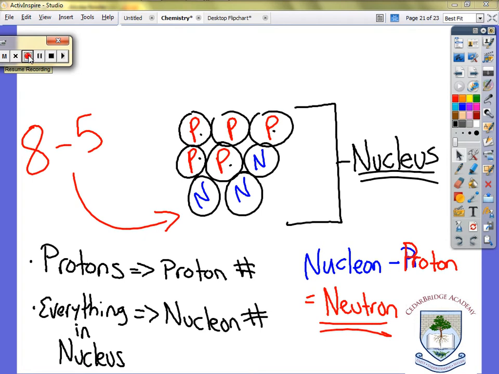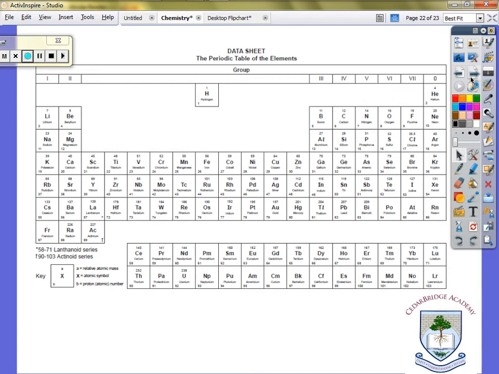We can take the number of protons that every element has, or every atom has, and we can now create a table with them. The reason why is that every element has a different number of protons. So if the element has 3 protons, it's lithium.